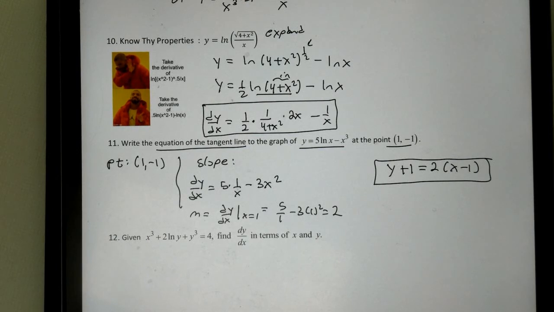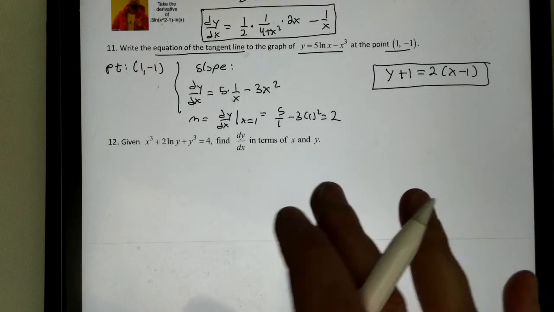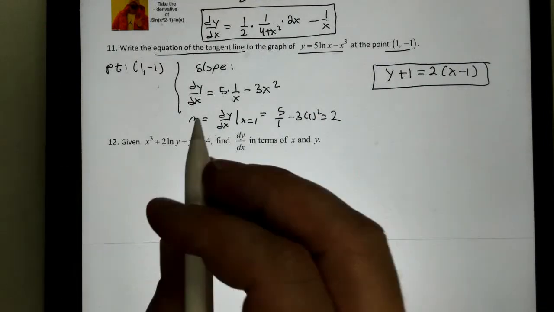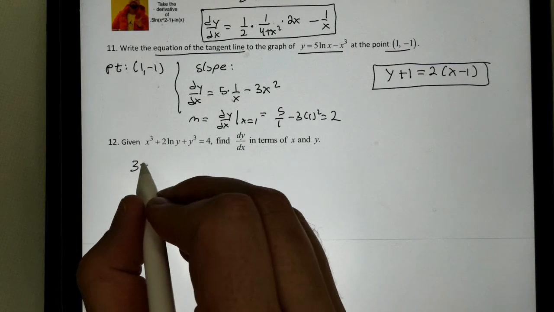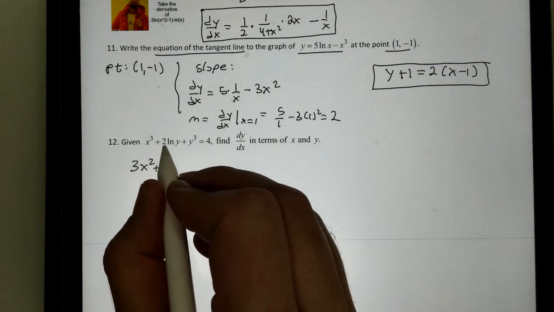All right, I know what you're thinking. Yo, Mr. Wornow, can we do implicits with these? Absolutely we can.